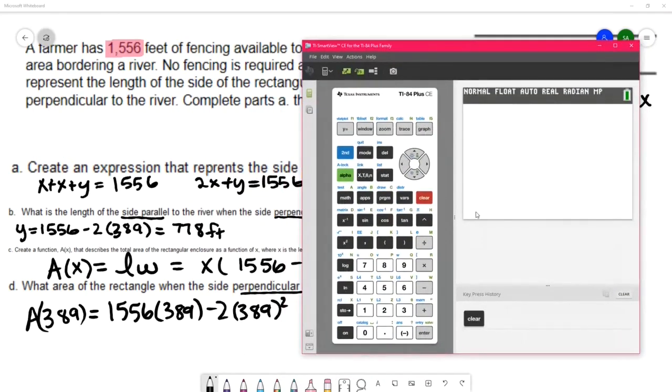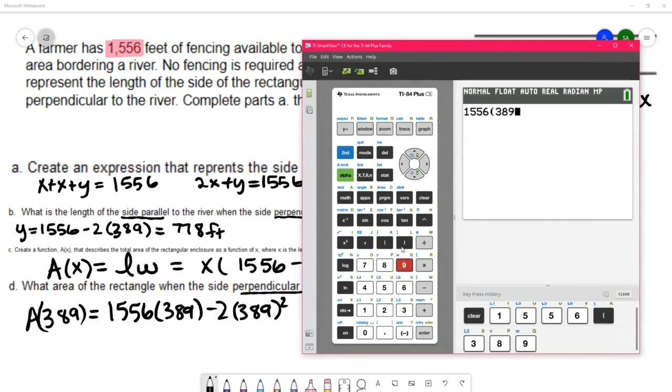Okay, so in our calculator, we're going to type 1,556 times 389 minus 2 times 389 squared. And we get 302,642.